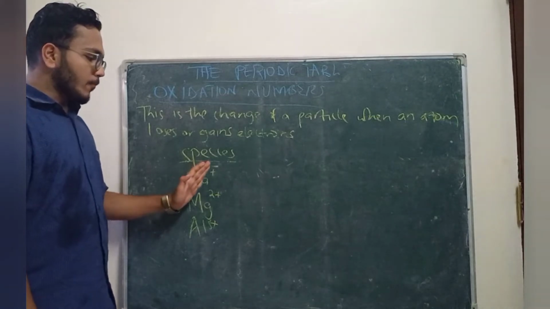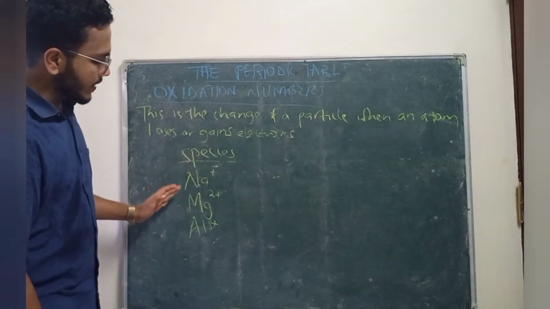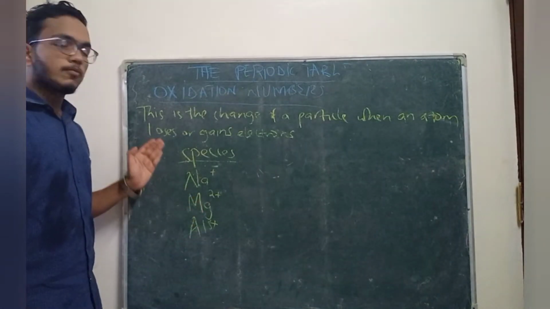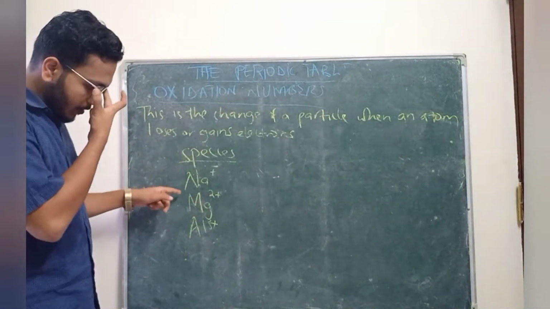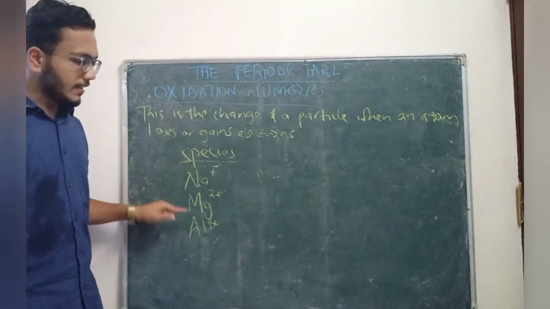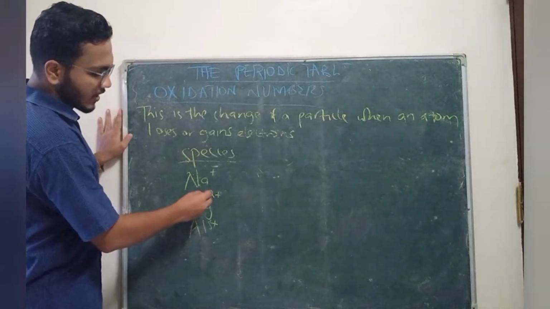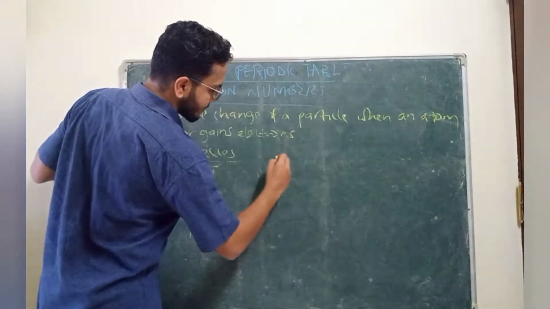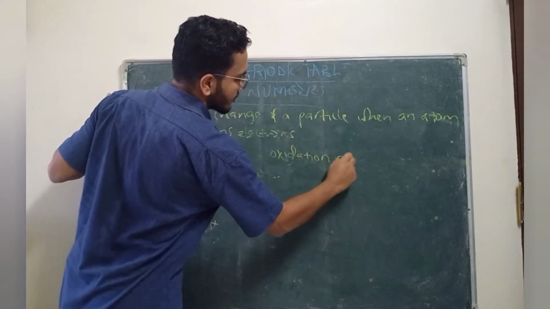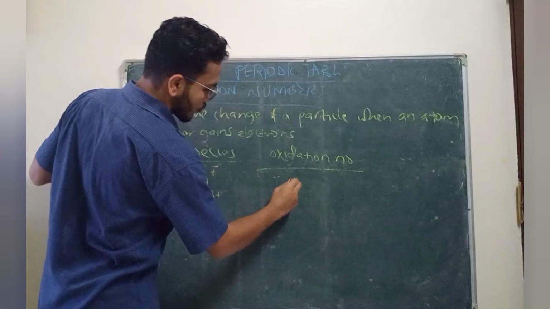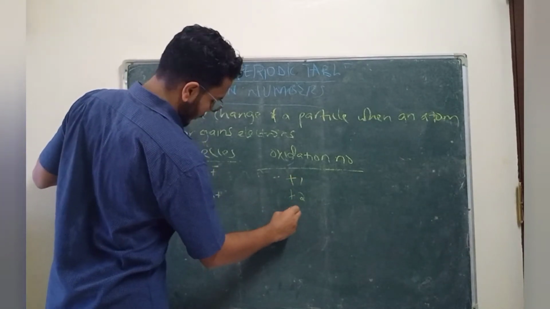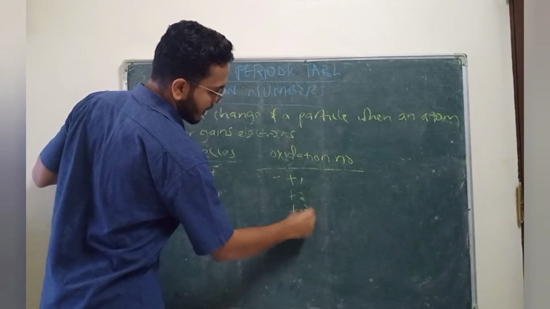Why am I saying sodium is positive, magnesium 2 positive, and aluminium 3 positive? Because the protons remain the same, but sodium is losing 1 electron, magnesium is losing 2 electrons, and aluminium is losing 3 electrons. So what is the oxidation number for sodium, magnesium, and aluminium? For sodium it's positive 1, for magnesium it's positive 2, and for aluminium it's positive 3.